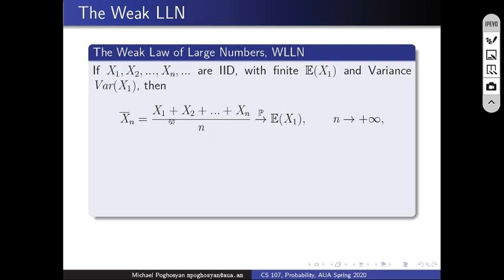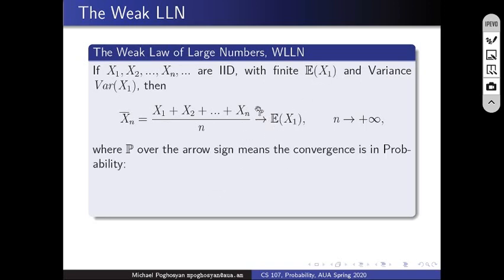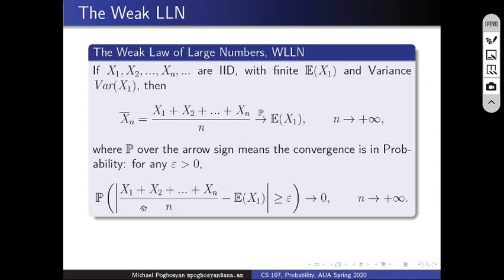So if n is increasing, then these averages are tending to the expected value x1 in the probability sense. So averages approach the expected value of x1 in the probability sense. What it means that they are tending in the probability sense is the following. This is the definition of that convergence in probability.